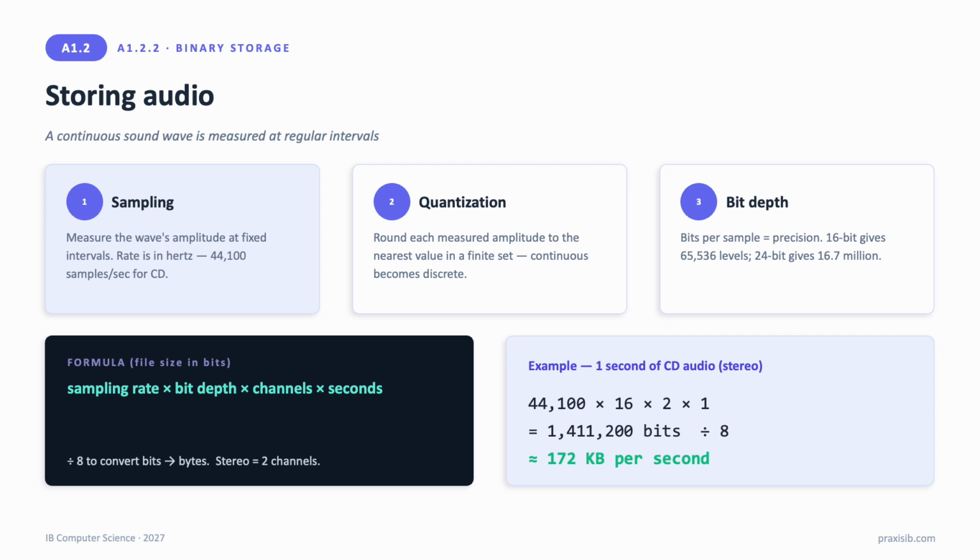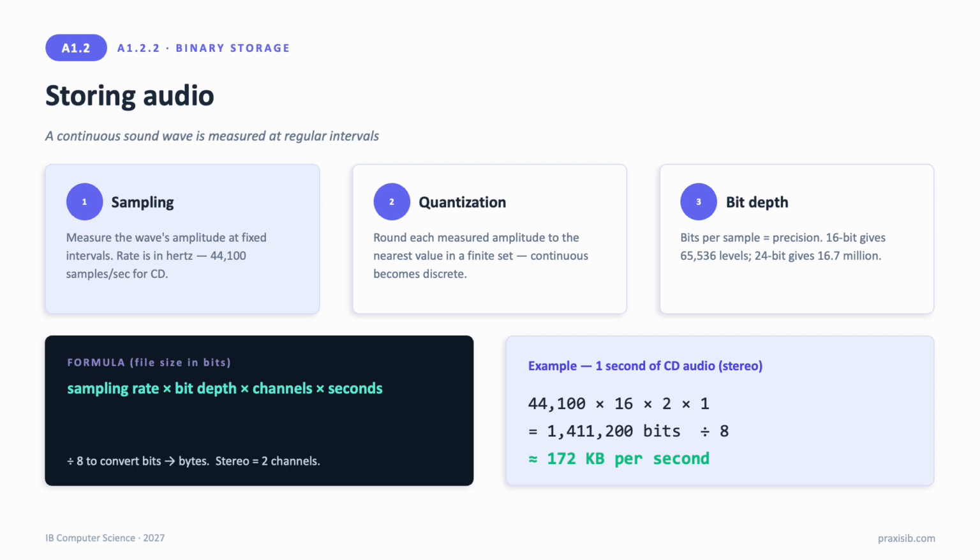So how big is an audio file? The formula is the sampling rate times the bit depth times the number of channels times the number of seconds. Let's do 1 second of CD quality stereo sound. Stereo means 2 channels, left and right. So that's 44,100 times 16 bits times 2 channels times 1 second, which comes to about 172 kilobytes for a single second. A whole song would be tens of megabytes uncompressed, and that's exactly why MP3 compression exists.